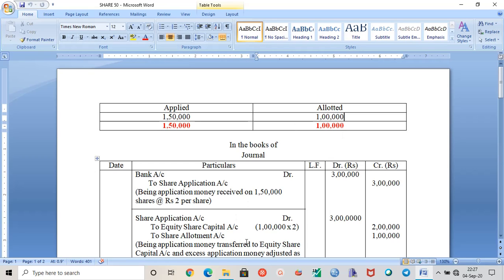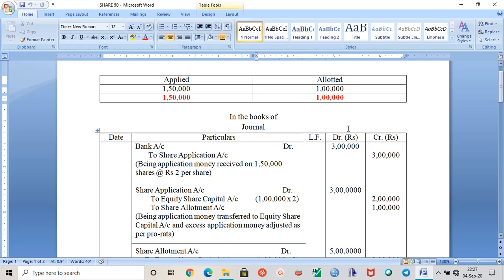So this 50,000 into 2 will be 1 lakh. The application money received on this extra 50,000 shares is actually adjusted towards allotment money. You can see here, when we receive the money on application for 1 lakh 50,000 shares, it is this entry: bank account debit to share application. It will be 1 lakh 50,000 into 2, which is 3 lakh.